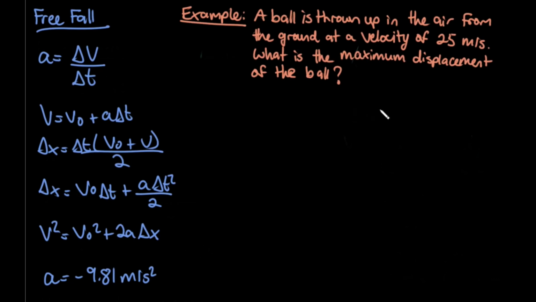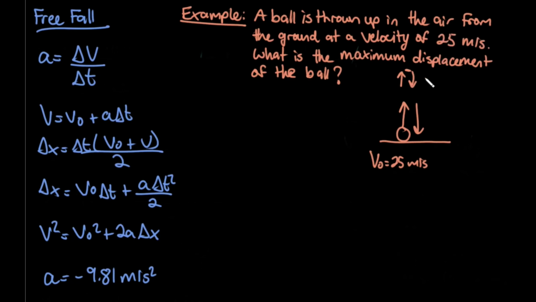Like with any problem, I like to draw a picture. I'm going to draw my ball starting on the ground, and an arrow to indicate that it's being thrown up. I'm also going to draw the point where it starts to come down, to indicate that it goes up and then it comes down. Now my v naught is 25 meters per second, and that's all the information that's explicitly given in the problem.